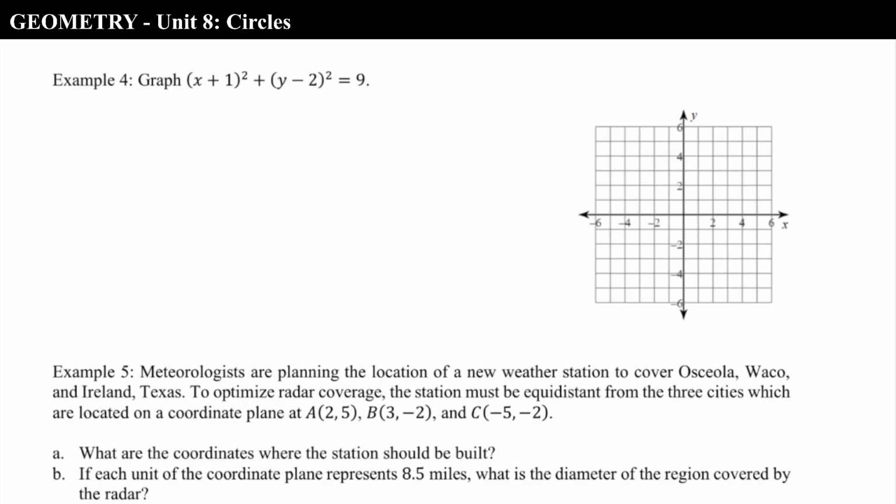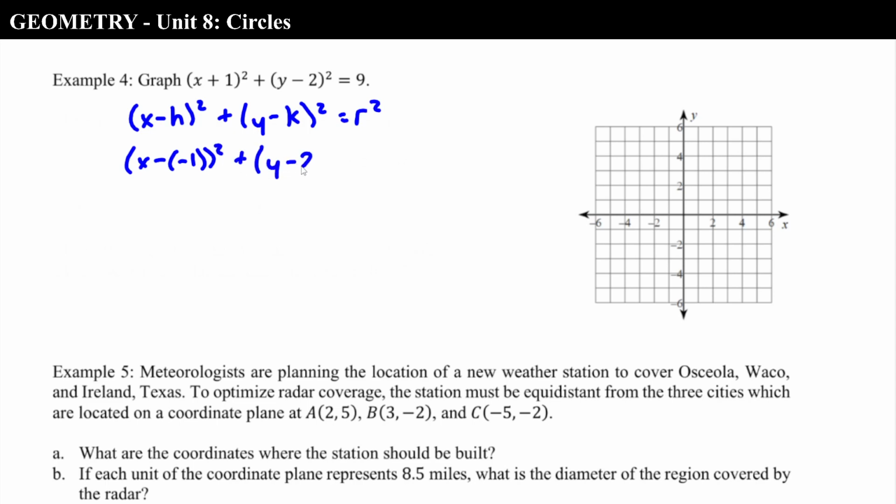All right, so that took a little bit of work to graph. So let's take a look at a little bit easier method. For this example, we're going to graph this equation of this circle. Well, let's rewrite this in this form. Remember, we have (x - h)² + (y - k)² = r². So this would be (x - -1)² + (y - 2)² = 3².